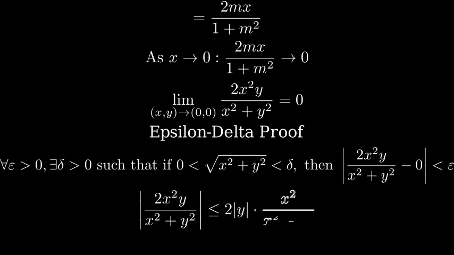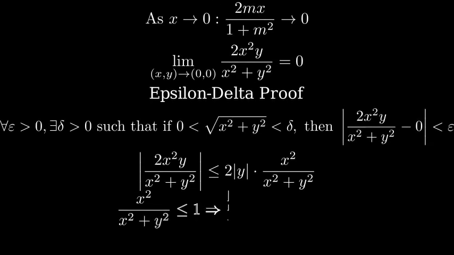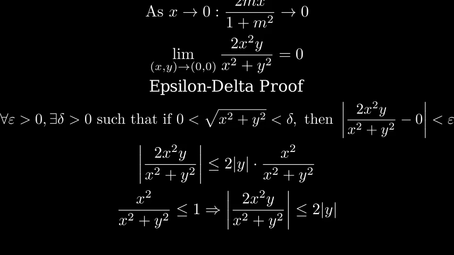First, let's manipulate the expression. The absolute value of 2x²y divided by (x² + y²) is less than or equal to 2 times the absolute value of y times x² divided by (x² + y²). Now, x² divided by (x² + y²) is always less than or equal to 1, so our expression is less than or equal to 2 times the absolute value of y.